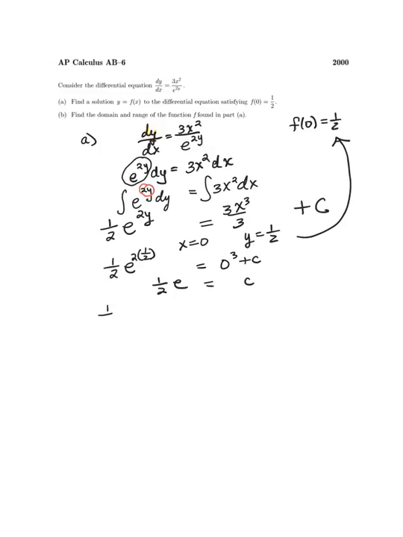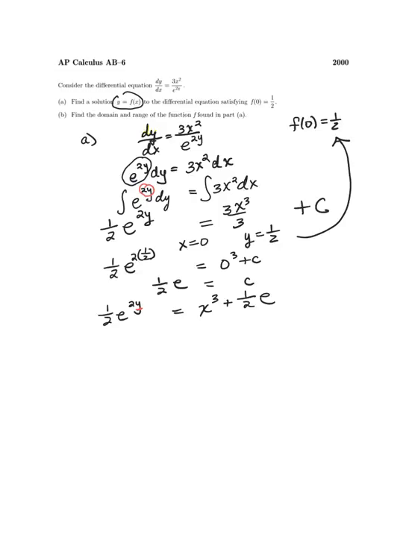So our function is 1/2 e to the 2y equals x cubed plus 1/2 e. But notice that they said to find y equals f of x. So in order to find y equals f of x, we have to isolate the y. The y is an exponent, and we've got a few barriers. It's multiplied by 2. The base is e, and we have a coefficient of a half.